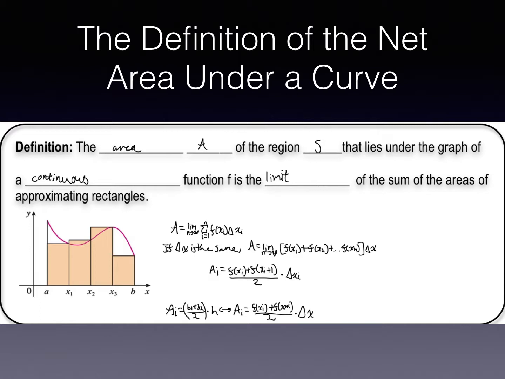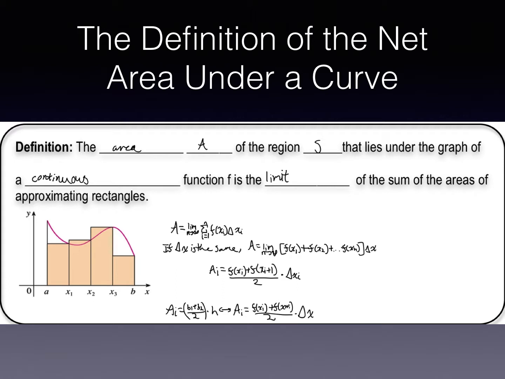So what we're doing here is basically finding the net area under a curve. The definition we'll use is: the area A of the region S that lies under the graph of a continuous function f is the limit of the sum of the areas of the approximating rectangles. This can be shown in the notation A equals the limit as n approaches infinity of the summation from i equals 1 to n of f of x sub i times delta x sub i.